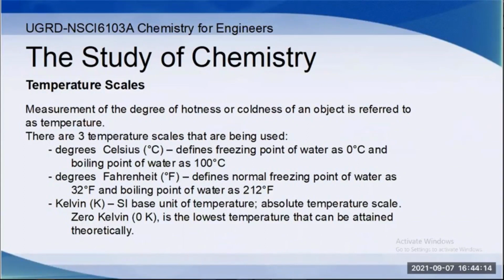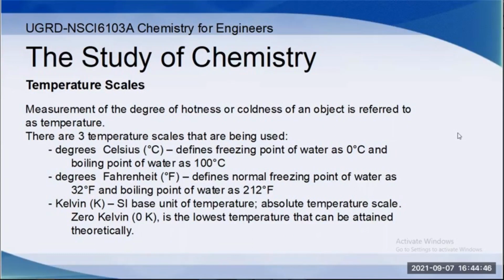Degrees Celsius is for metric units, degrees Fahrenheit is for English units, and Kelvin is the SI base unit of temperature, also known as the absolute temperature scale. Notice that there is no word degrees for Kelvin since that is absolute. It has no negative value since the lowest possible temperature is 0 Kelvin.